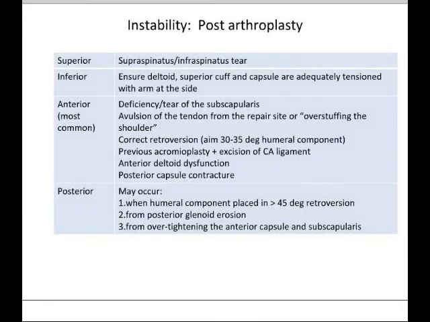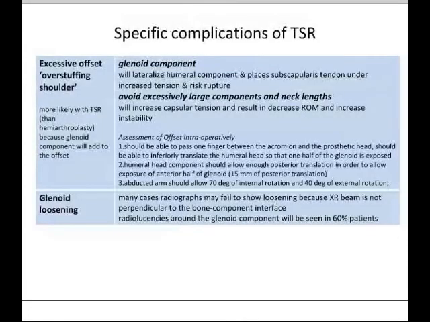Specific complications of total shoulder replacement are when you've got excessive offset. Obviously, with a glenoid component, you lateralize the humeral component, and that places subscapularis under increased tension and can risk rupture, leading to problems. You've got to avoid excessively large components and neck lengths because that increases your capsular tension and results in reduced range of motion and increased instability.